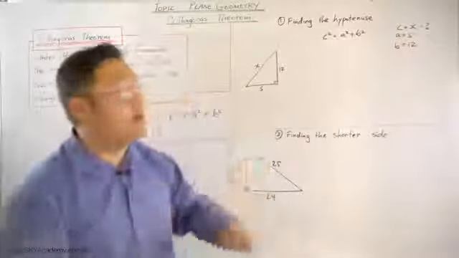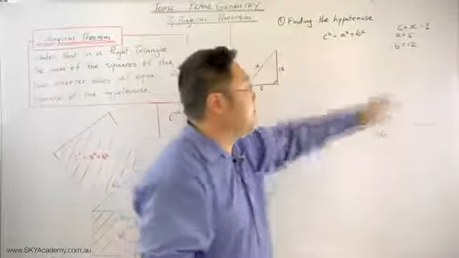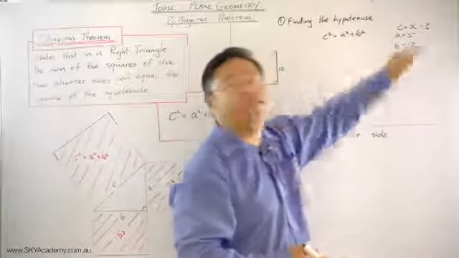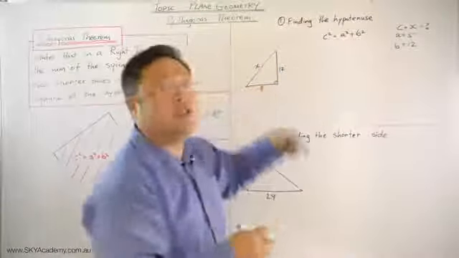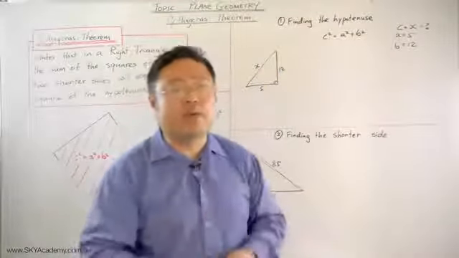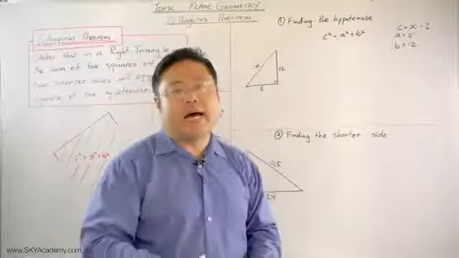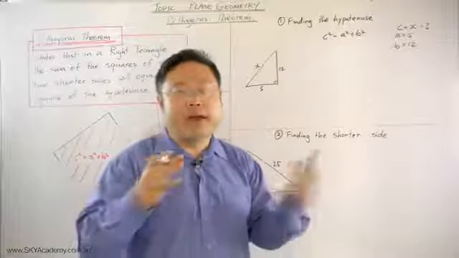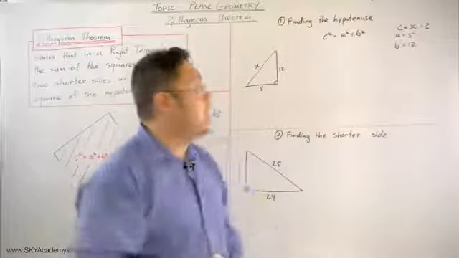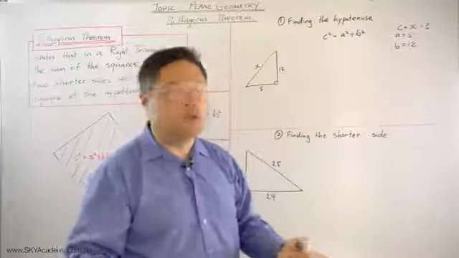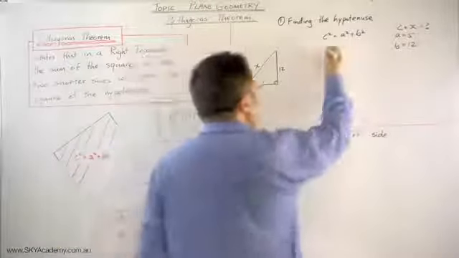Now it could be the other way around, right? It really doesn't matter. You can make a 12 and b 5. It really doesn't matter because you're squaring the two shorter sides. It doesn't matter what order you add them in, squaring them and then adding them, because whether you add a to b or b to a, you're going to end up with the same thing, right? So we work that out.